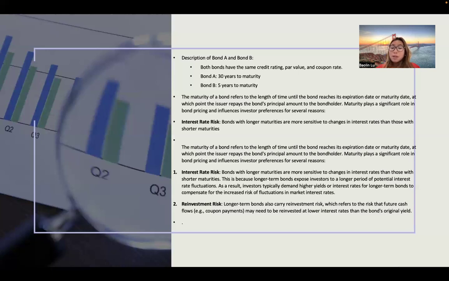And another one would be reinvestment risk. Longer term bonds also carry reinvestment risk, which refers to the risk that future cash flows, so coupon payments, etc., may need to be reinvested at a lower interest rate than the bond's original yield.